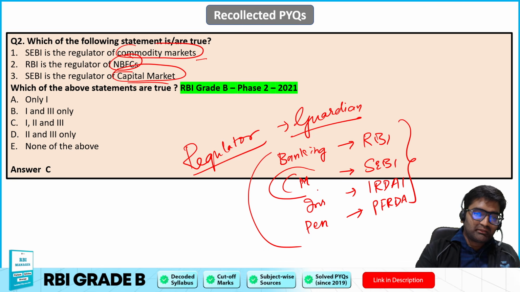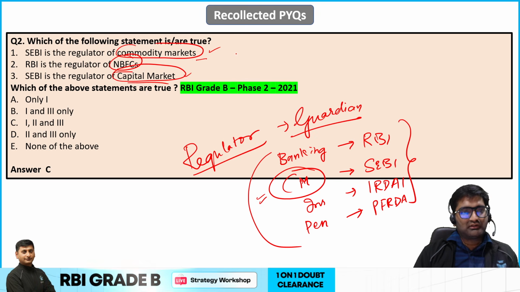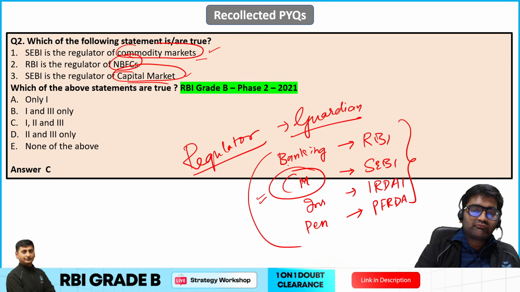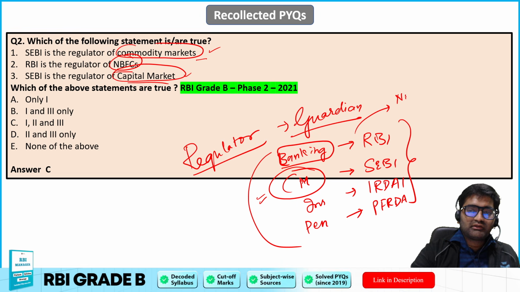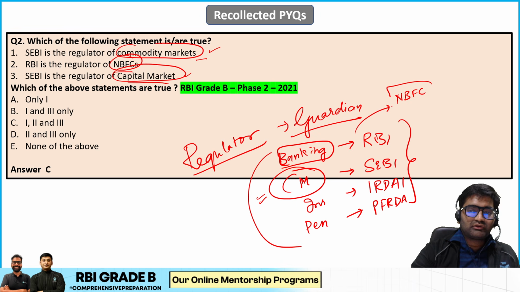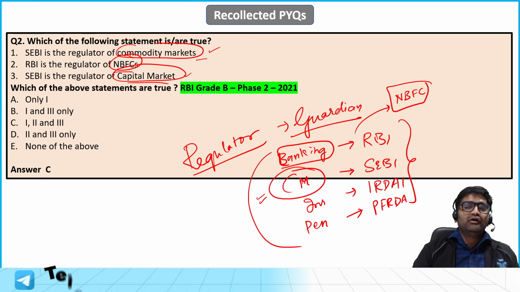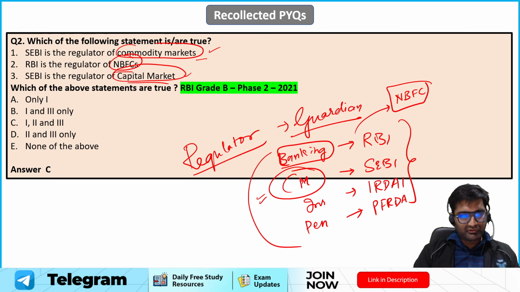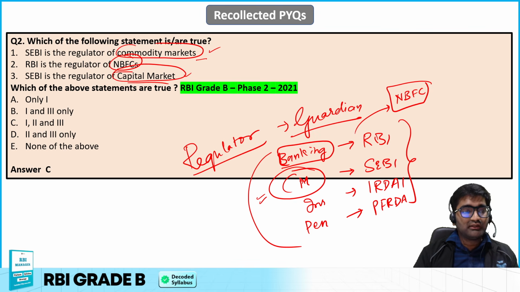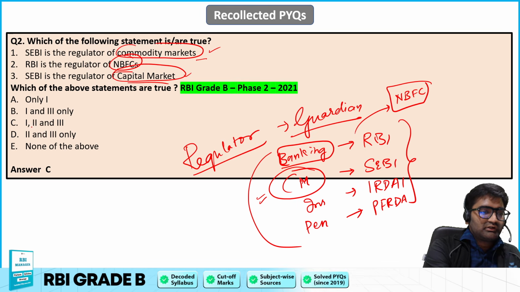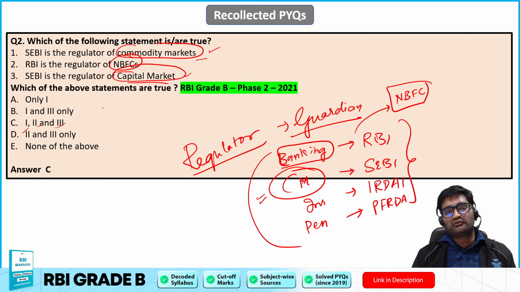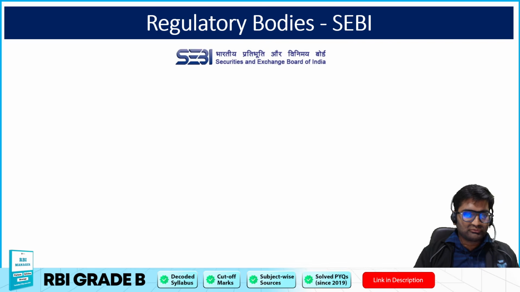Commodity markets can be part of the capital market, so SEBI is the regulator of them. Of course, RBI is the regulator of banks. RBI is also the regulator of non-banking financial companies. Not completely, not all types, but most of the NBFCs fall under the regulation of the Reserve Bank of India. That is why we can say all of these statements are true. So C is the right answer, 1, 2, and 3. This was a 2021 RBI Grade B Phase 2 exam question.